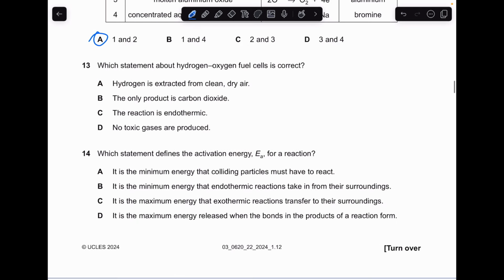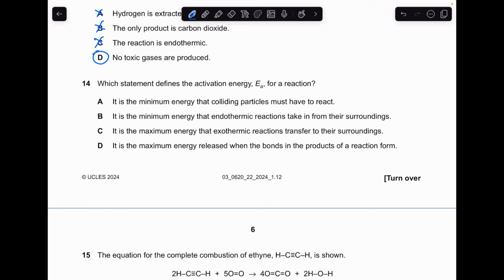Question number 13. Which statement about hydrogen oxygen fuel cells is correct? A straightforward question. If you go through all of the options, this is wrong because hydrogen is obtained from fossil fuels or natural gas reserves. The only product is carbon dioxide. No, it's water. So this is wrong. The reaction is endothermic. It's not. It's exothermic. So this is wrong. The answer is D. No toxic gases are produced.